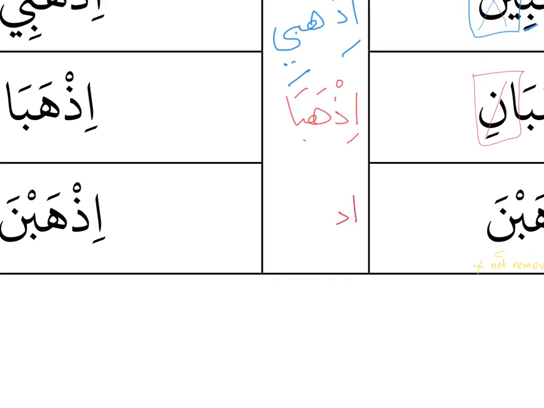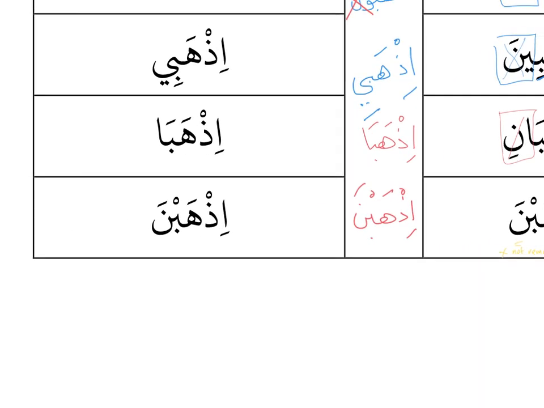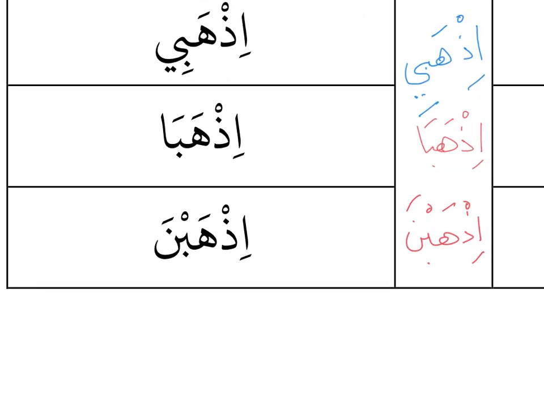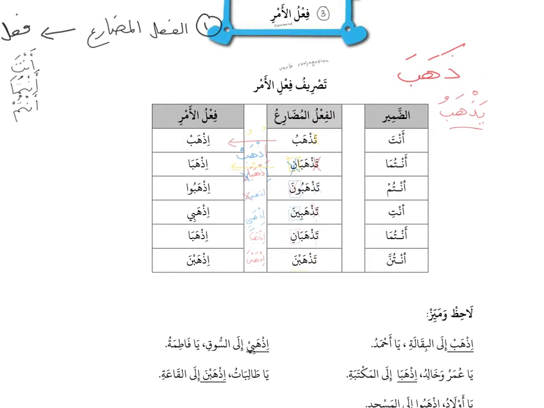Izhabna. So this is the fi'l amr for the fi'l tazhabna. Now, izhabna, Aisha, Fatima, Zainab, izhabna ila al-masjid. So three of you go to the masjid. So this is the tasrif. This is the tasrif for fi'l al-amr.